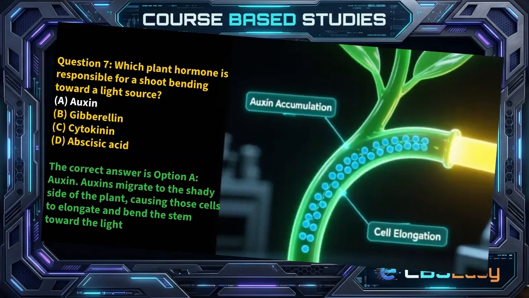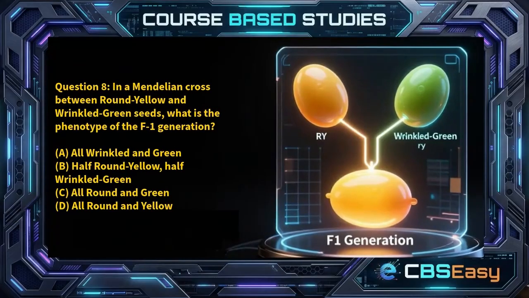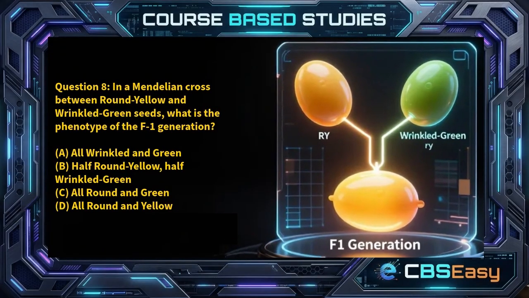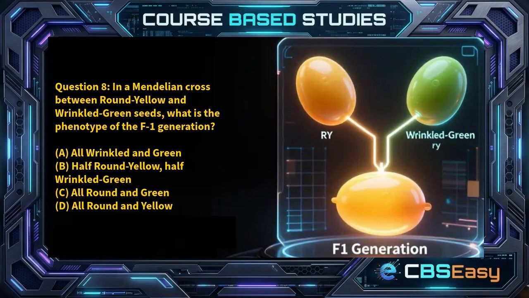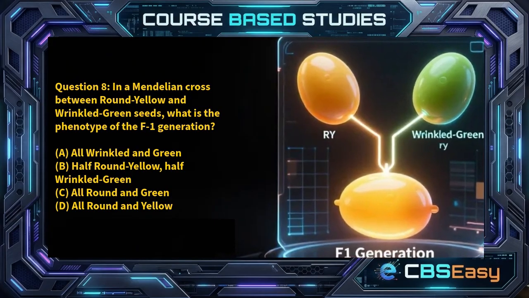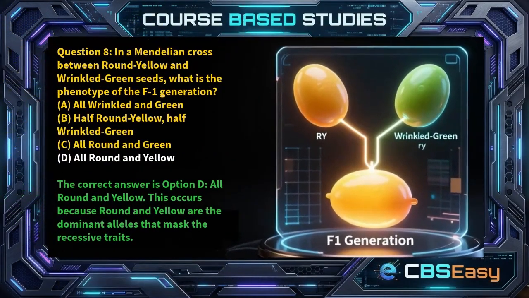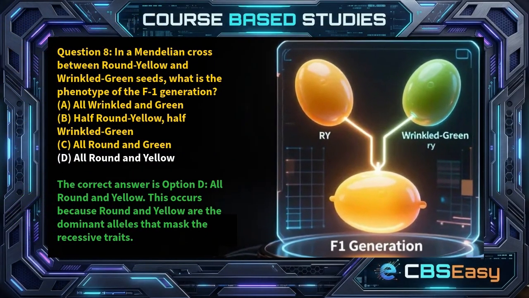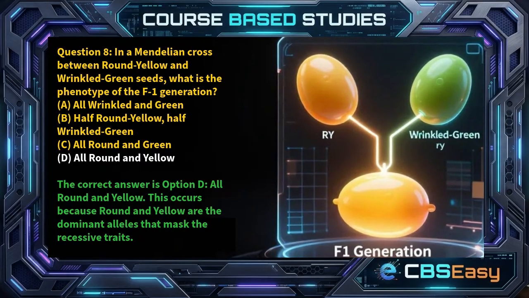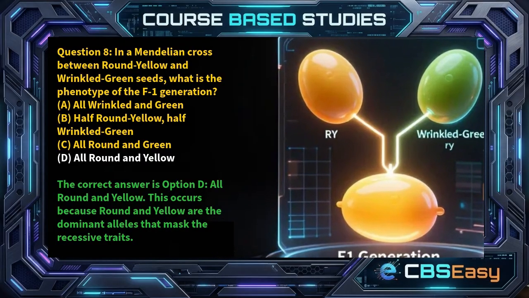Question 8. In a Mendelian cross between round yellow and wrinkled grain seeds, what is the phenotype of the F1 generation? Answer. The correct answer is option D, all round and yellow. This occurs because round and yellow are the dominant alleles that mask the recessive traits.